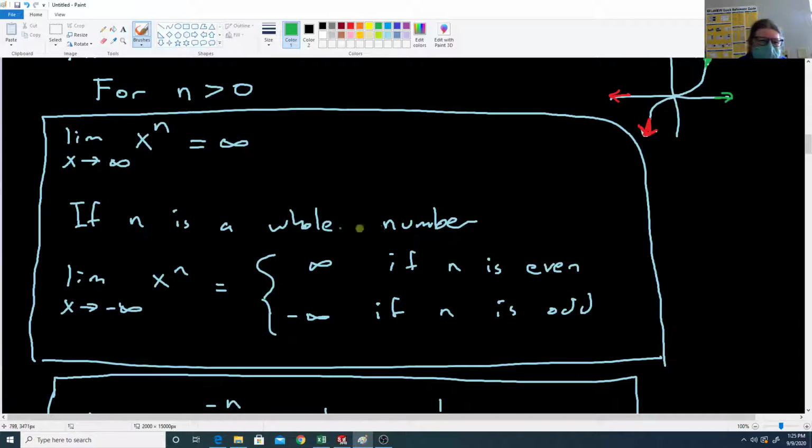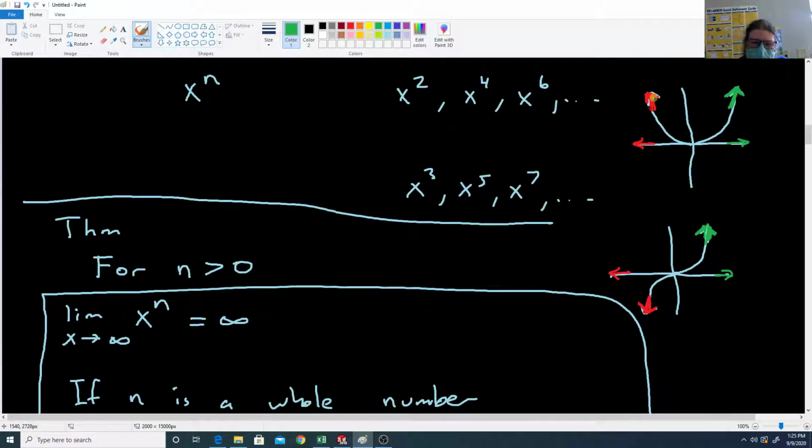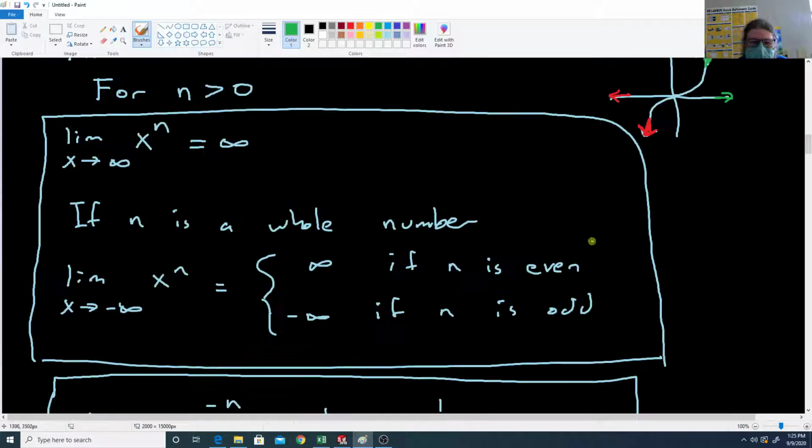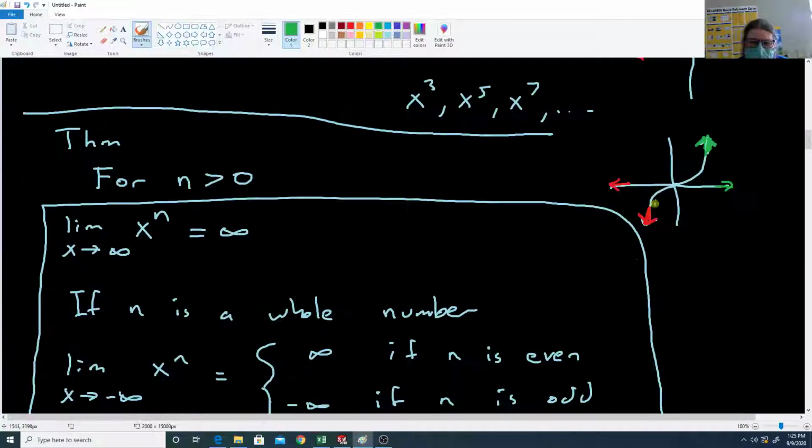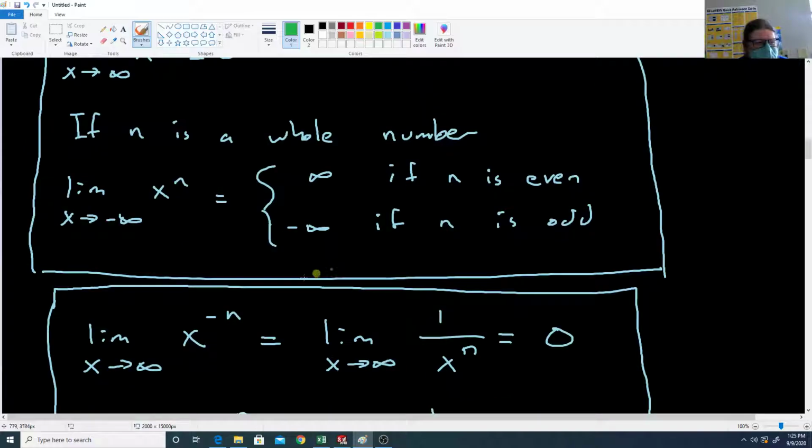So if n is a whole number, the limit as x approaches negative infinity of x to the n will be infinity if n is even, because that's a parabola shape and that heads upwards. And it'll be negative infinity if n is odd, because then it'll be a cubic shape and this part will be heading downwards. We say, well, what about x to the negative n's?